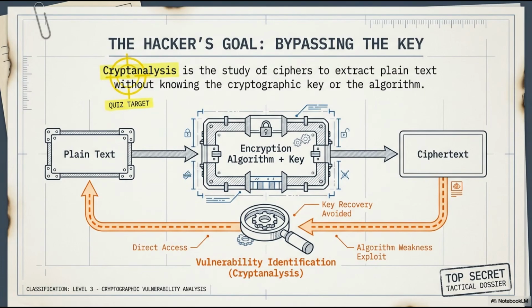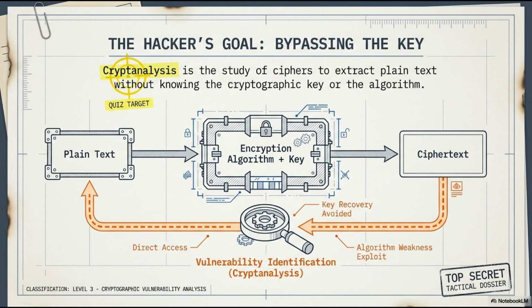Yeah, and this is where we have to reframe things a bit. Cryptanalysis isn't just stealing a password. By definition, based on the source, it's the study of ciphers to extract plain text without knowing the cryptographic key or the algorithm. Okay, let's unpack this for a second, because looking at the diagram on the slide, it shows the flow, right? Plain text goes through the encryption algorithm, and then it becomes ciphertext. Yeah, exactly. So where does the hacker actually intervene in that flow?